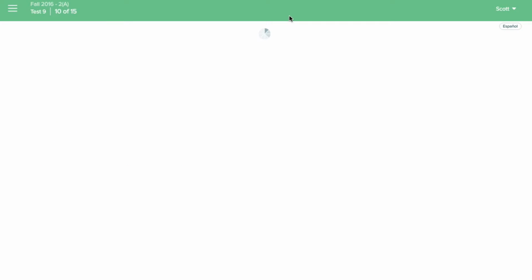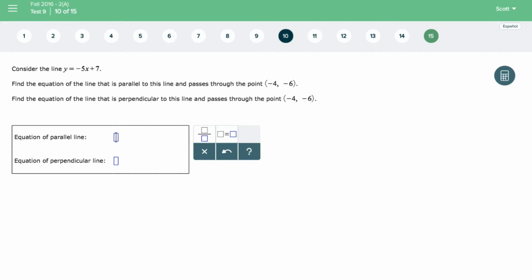Number 10. This time we want an equation of a parallel line and an equation of a perpendicular line. Okay? And we're given a point and a slope. All we care about right here is that number right there, the slope. The rest of it is all useless to us. All we want is the slope because we have a point and the slope.